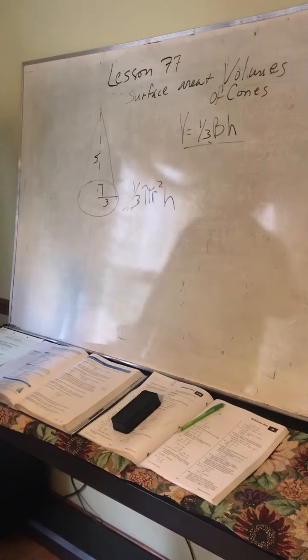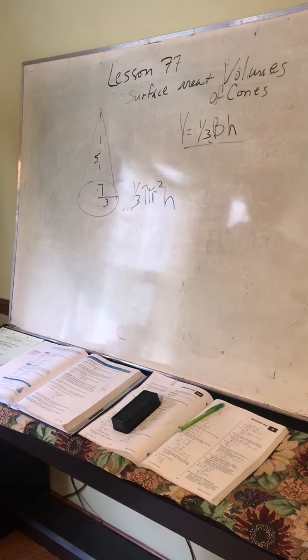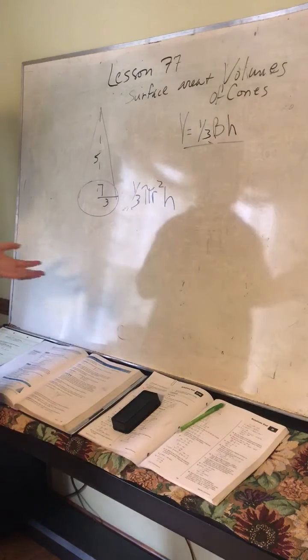Okay, this is lesson 77. We're going to do the surface area and volume of cones. And the volume of a cone is the same as the volume of a pyramid. The formula is the same.